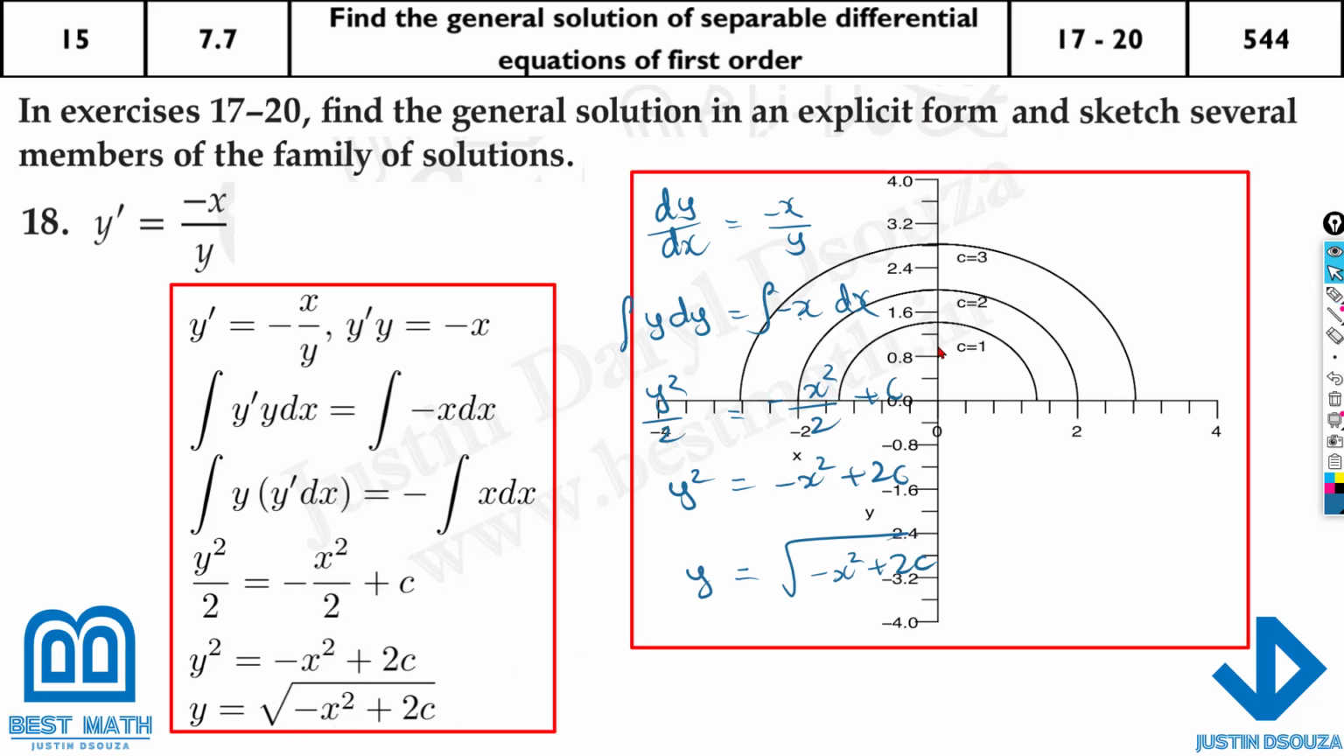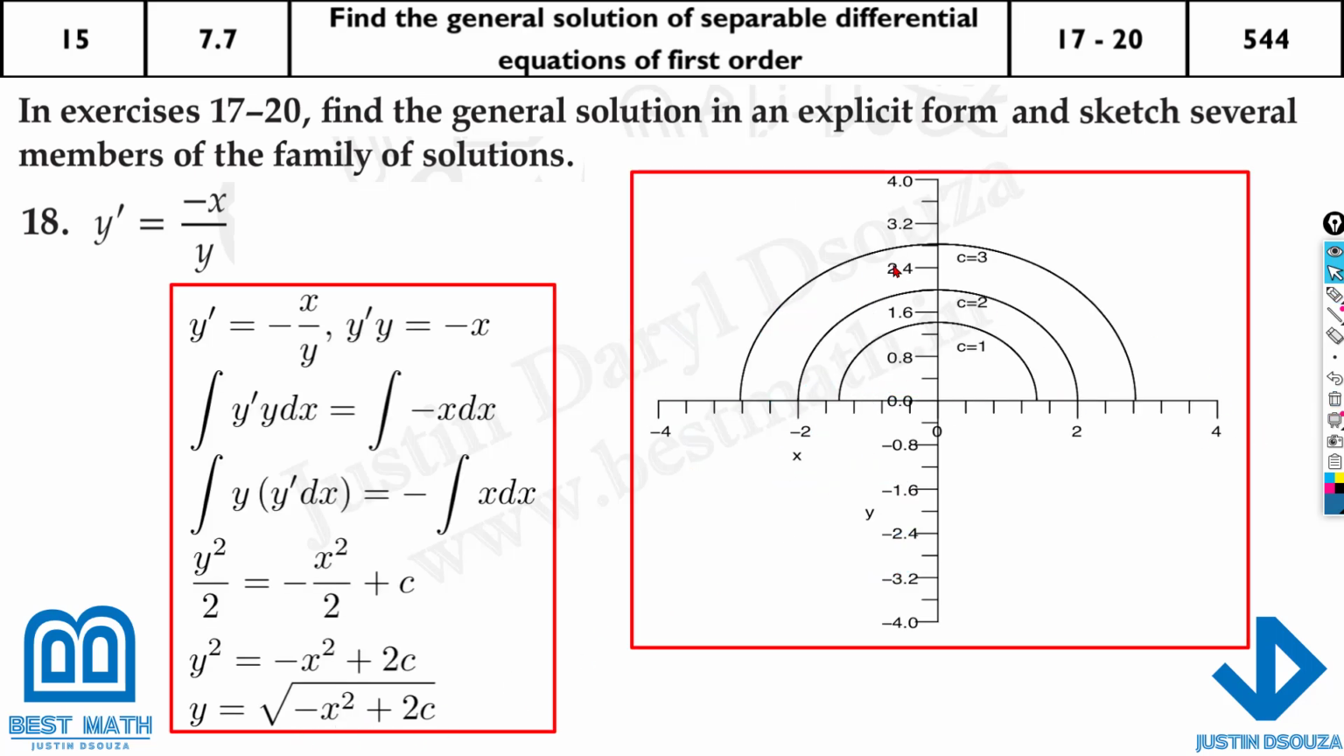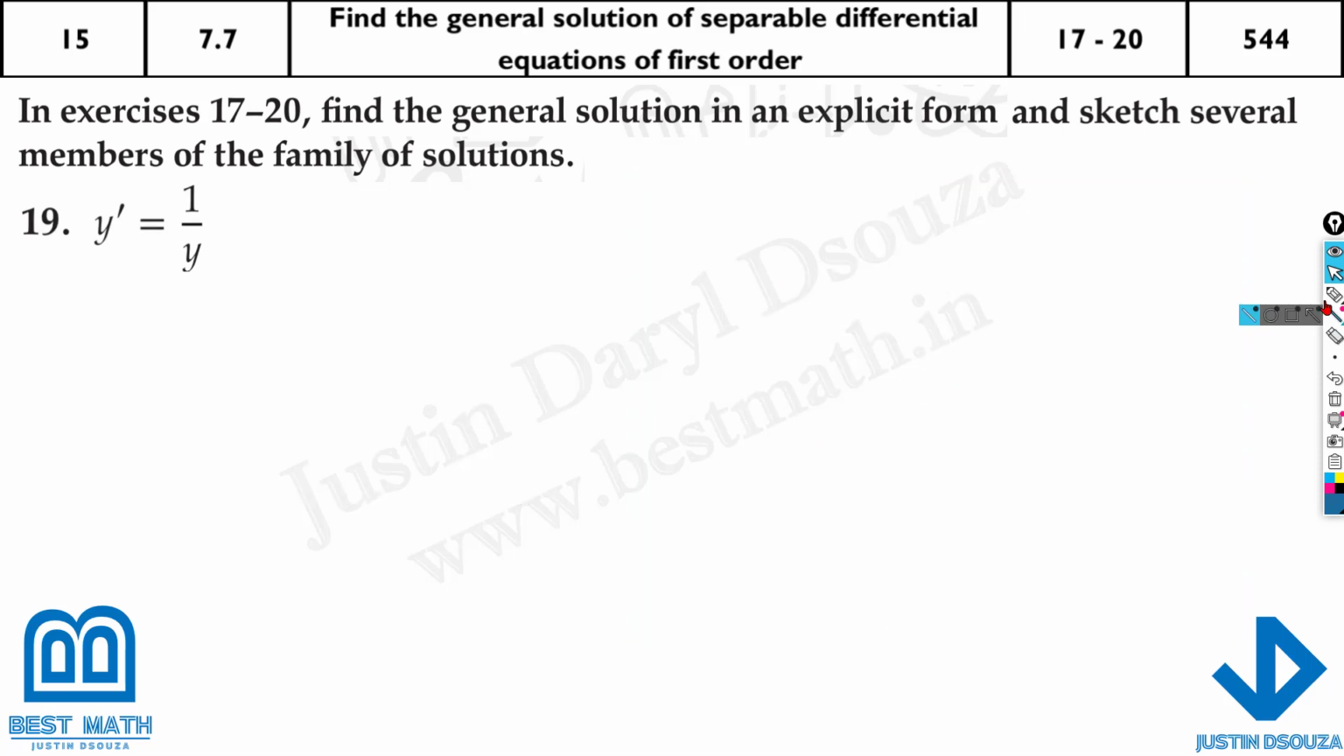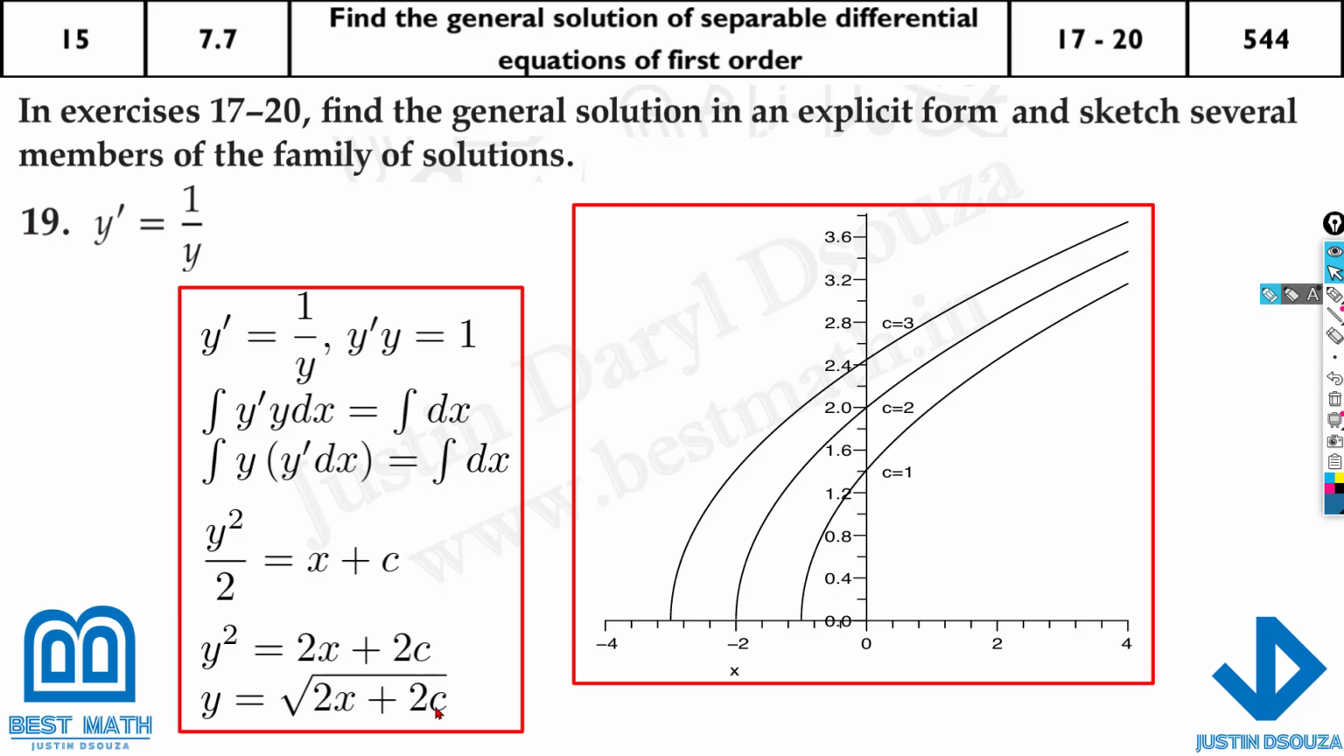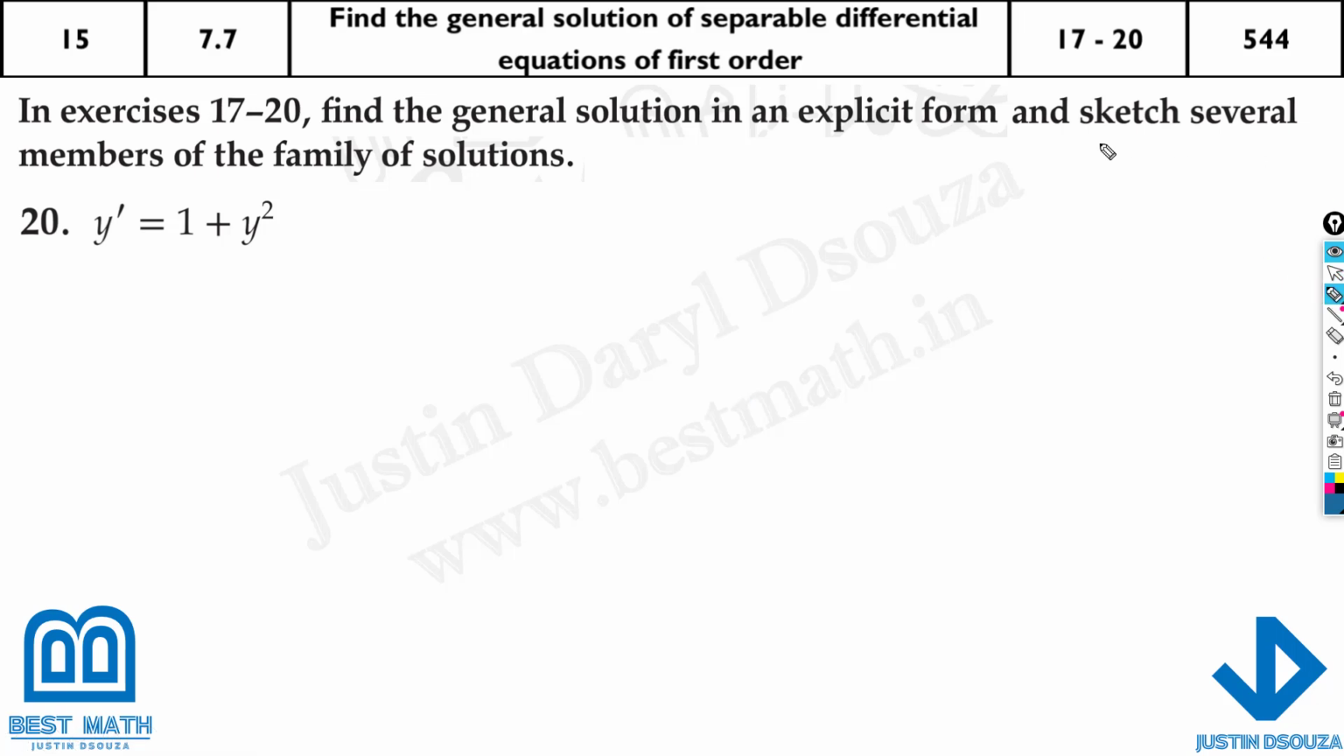So here you can see, the graphs over here vary. The family of graphs, they'll just keep on increasing. Now this one, we did this one. Yes, we did this one. The answer was 2x plus 2c. Yes, this was the first equation. You can see here the graphs. And what about this one?